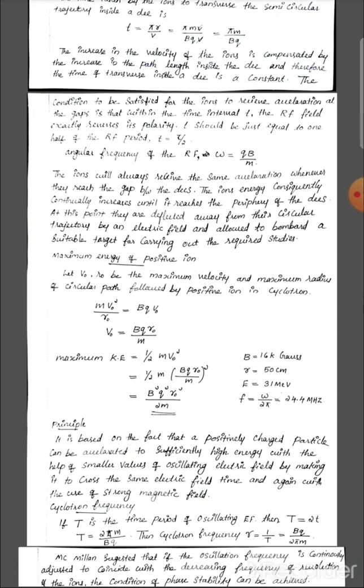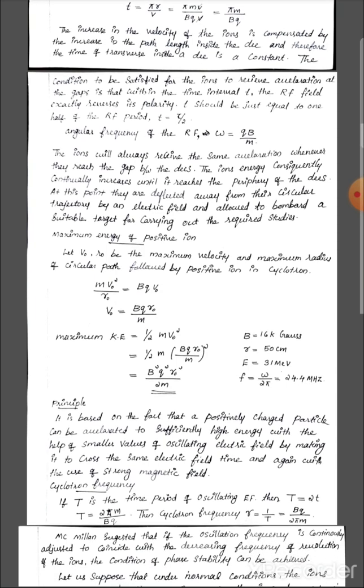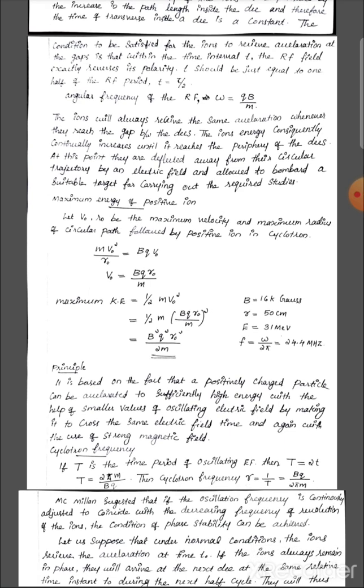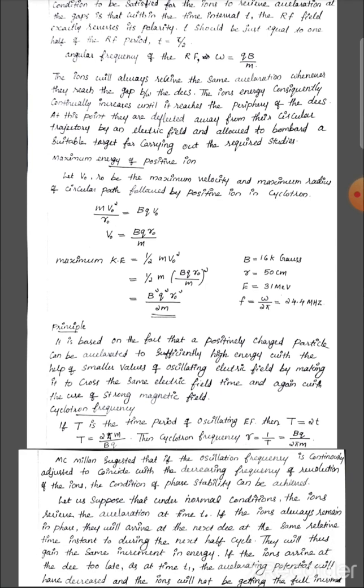The condition to be satisfied for the ions to receive acceleration at the gaps is that within the time interval small t, the RF field exactly reverses its polarity. Small t should be just equal to 1/2 of the RF period. Small t is equal to tau by 2. Then the angular frequency of the RF omega is equal to qB by m.